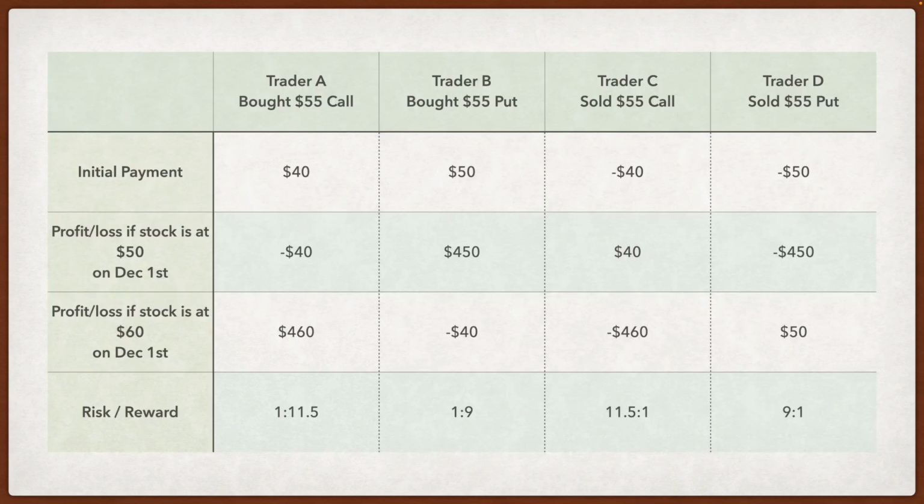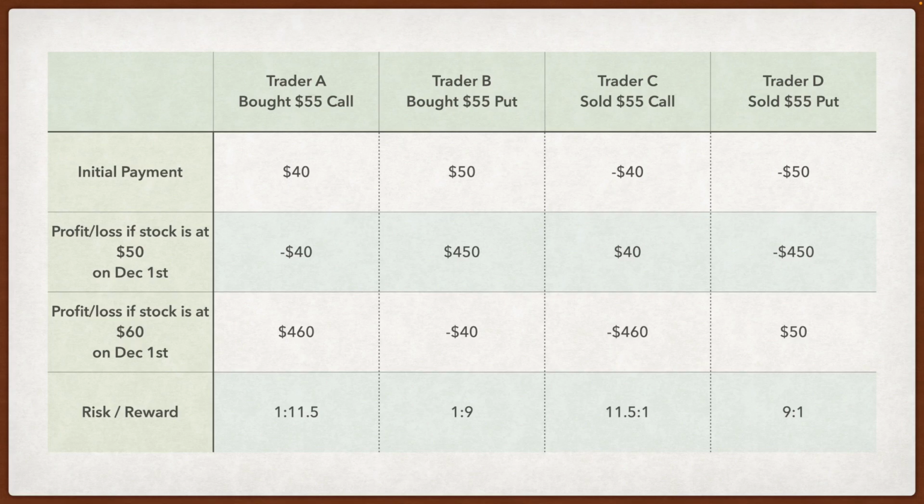So let's look at these four together. Trader A and Trader B both bought contracts, and they have an initial outlay of $40 and $50 respectively, whereas Trader C and Trader D received $40 and $50 respectively. If this stock was $50 on December 1st, then Trader A loses his initial stake because he bought a call. Trader B makes $450 because he bought a put. Trader C keeps the $40 premium, and Trader D loses $450.